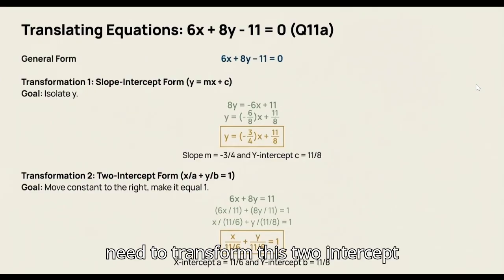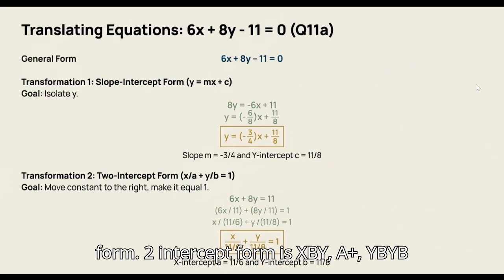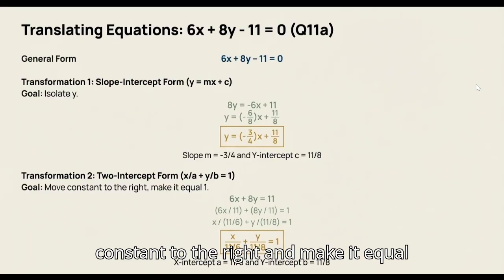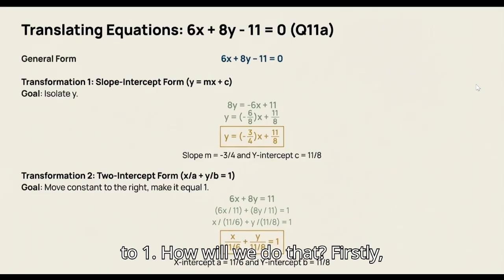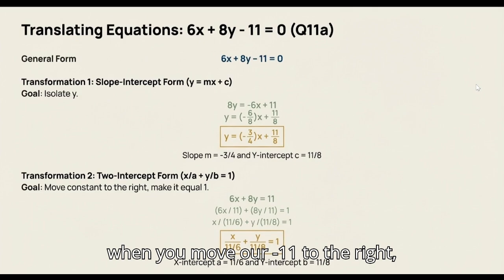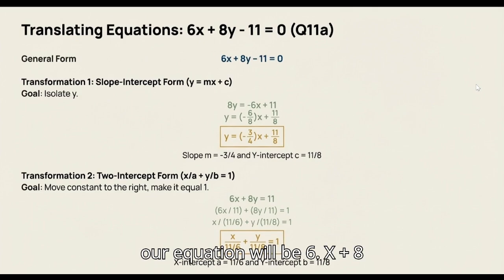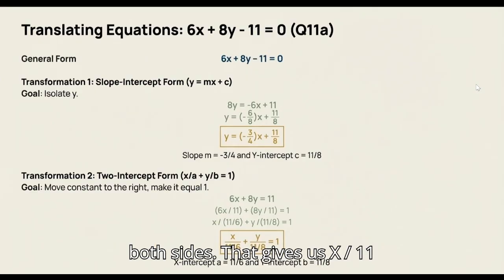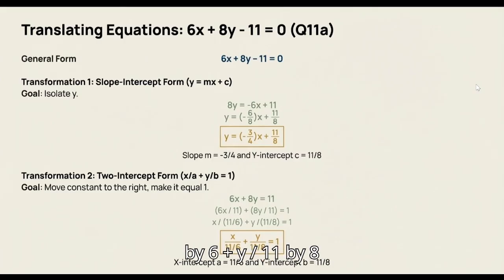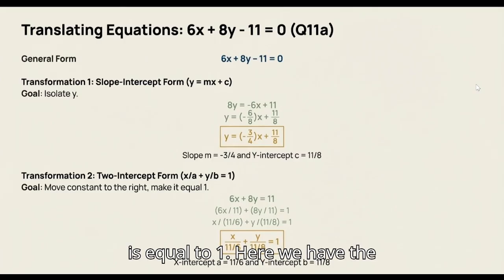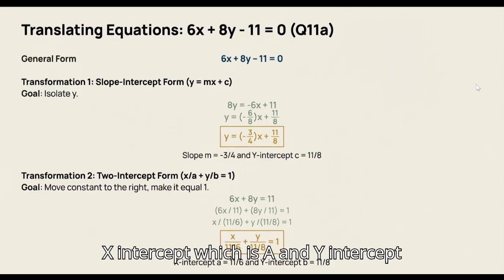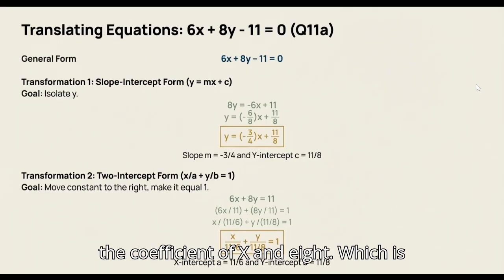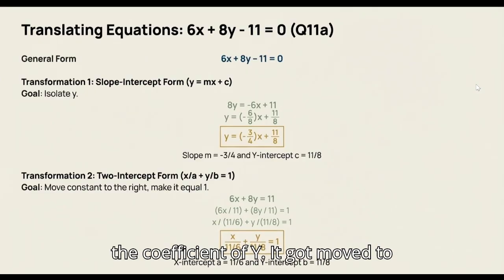Now we need to transform this to intercept form. Intercept form is x by a plus y by b is equal to 1. We will move our constant to the right and make it equal to 1. How will we do that? Firstly, when we move our -11 to the right, our equation will be 6x plus 8y is equal to 11. 11 gets divided on both sides. That gives us x divided by 11 by 6 plus y divided by 11 by 8 is equal to 1. Here we have the x-intercept, which is a, and y-intercept, which is b. Basically the 6, which is the coefficient of x, and 8, which is the coefficient of y, got moved to the denominator.